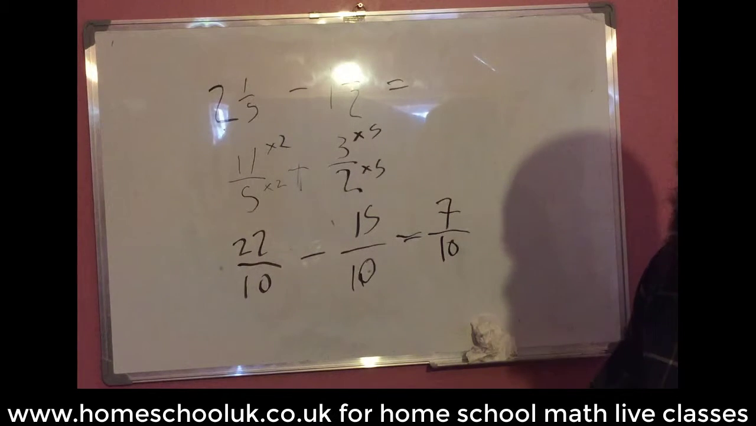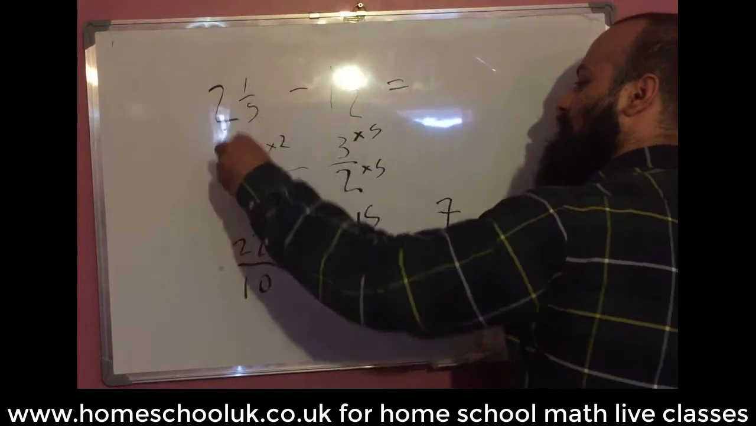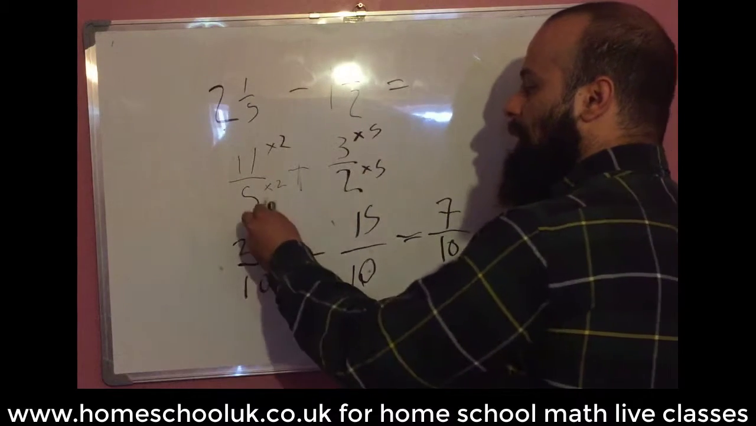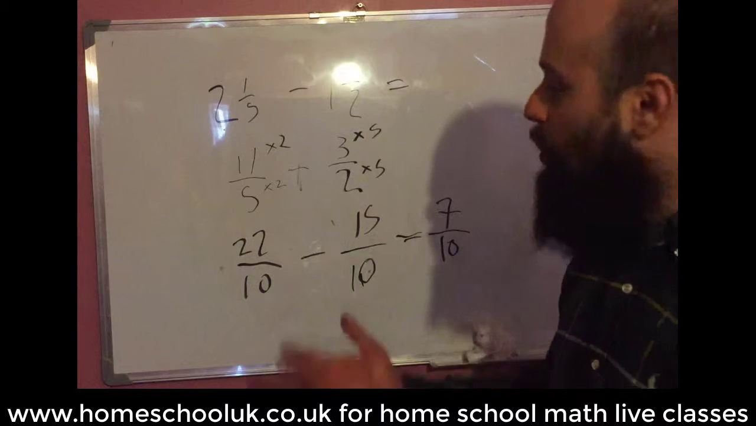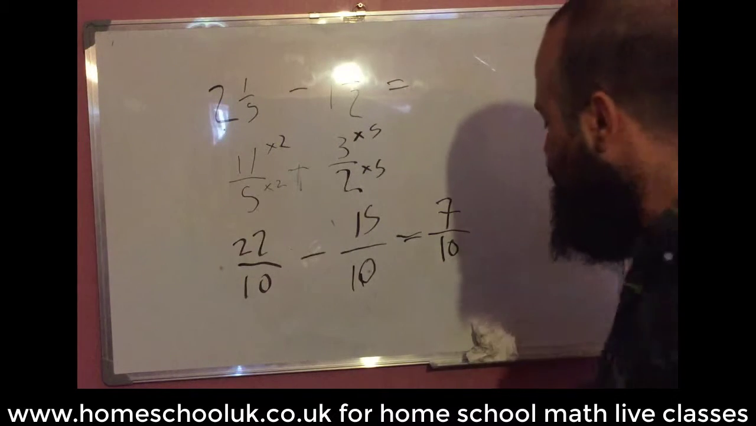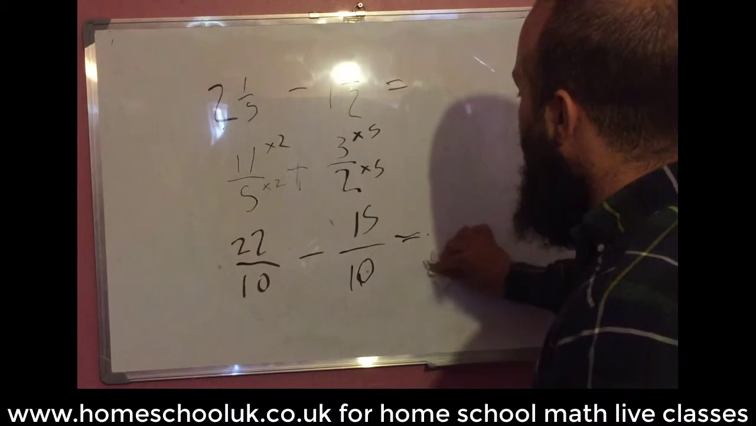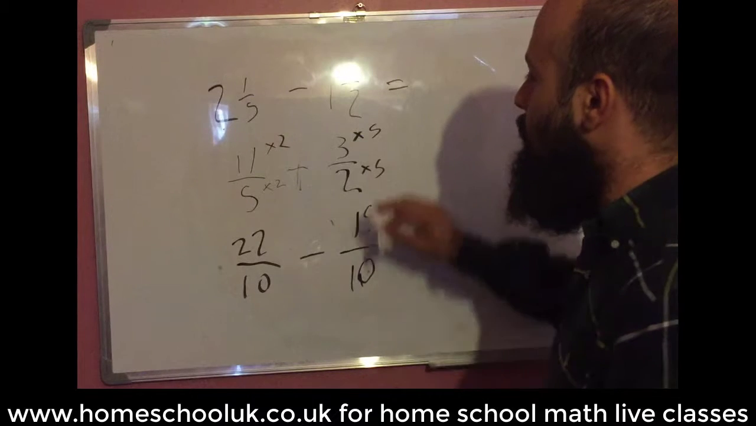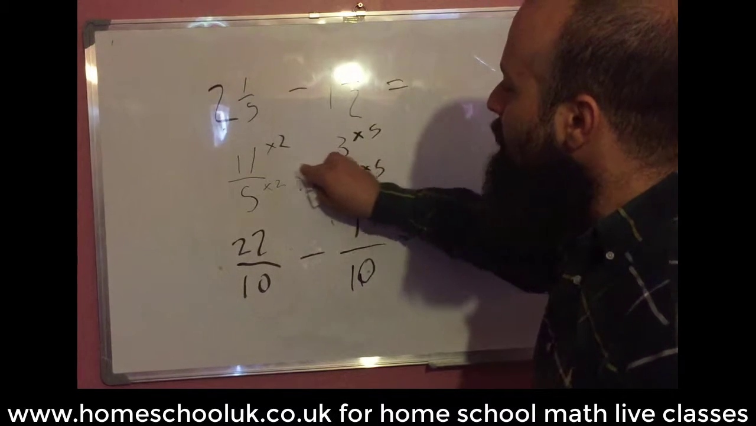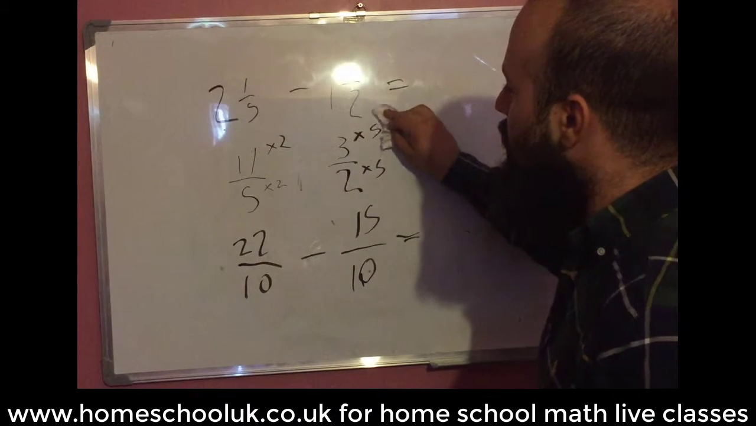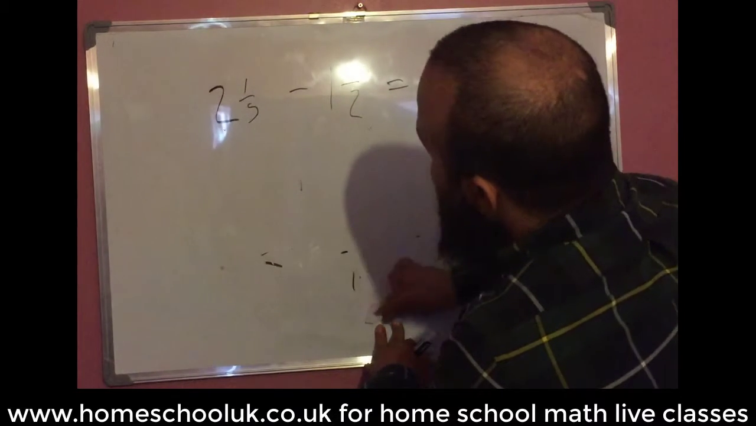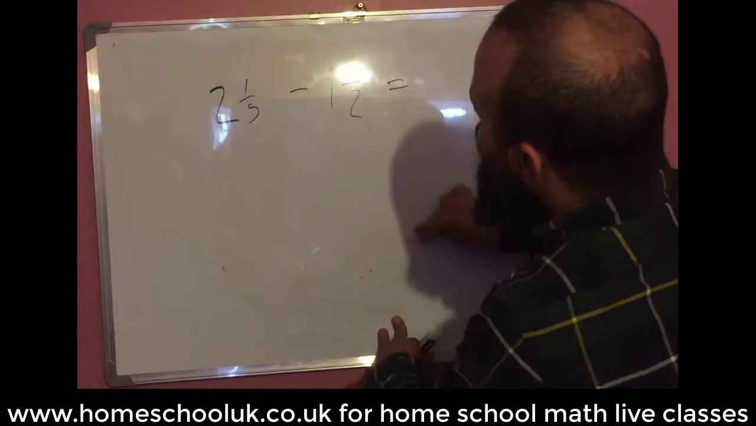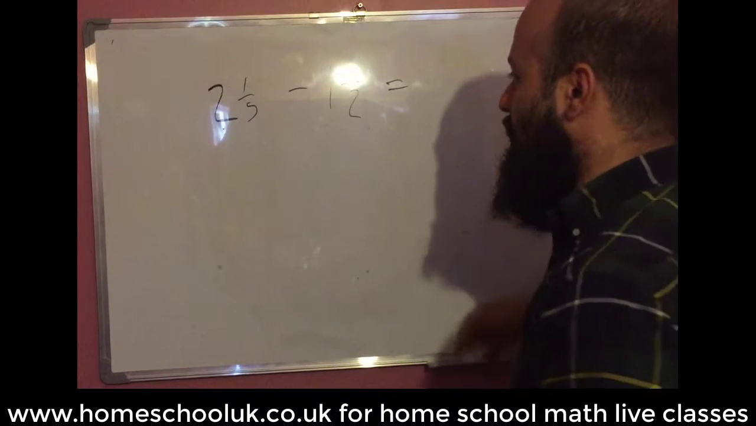So let me go through it one more time. Change the mixed fraction to an improper fraction. Get the denominators the same. And subtract them. Or if you're doing add, add them. And the same system, I'm going to use the same numbers. Let's just use the same actual fractions. But instead, I'm going to show you how to multiply mixed fractions now.